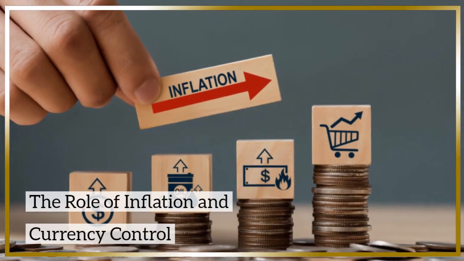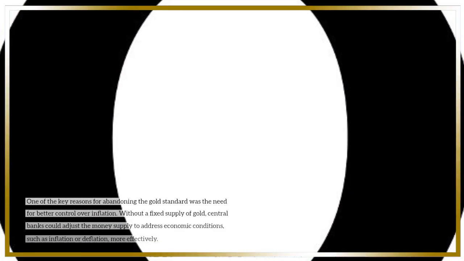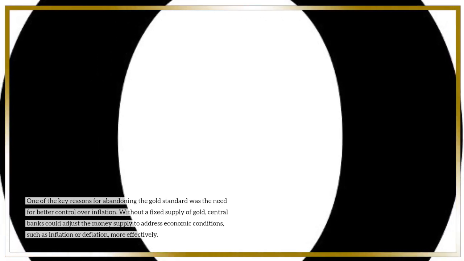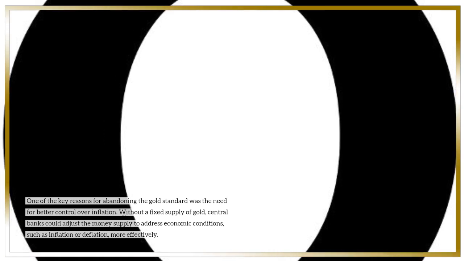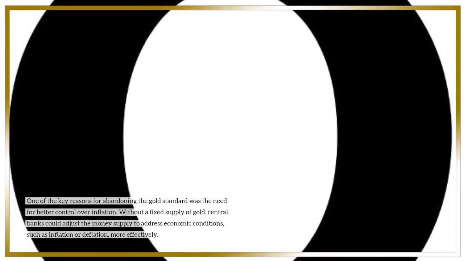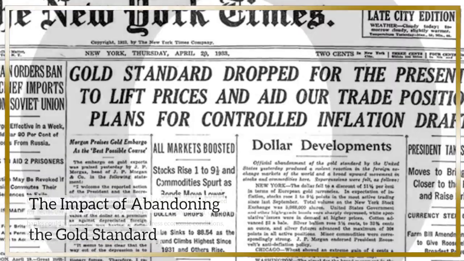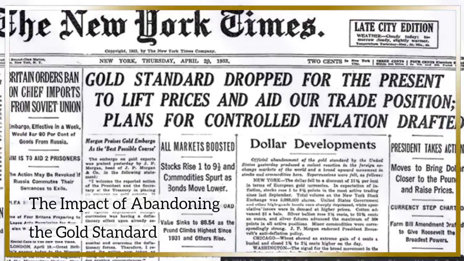The role of inflation and currency control. One of the key reasons for abandoning the gold standard was the need for better control over inflation. Without a fixed supply of gold, central banks could adjust the money supply to address economic conditions, such as inflation or deflation, more effectively.